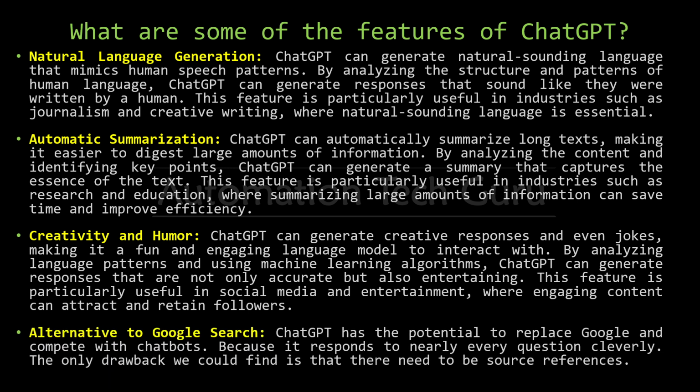Alternative to Google search. ChatGPT has the potential to replace Google and compete with chatbots because it responds to nearly every question cleverly. The only drawback we could find is that there need to be source references.